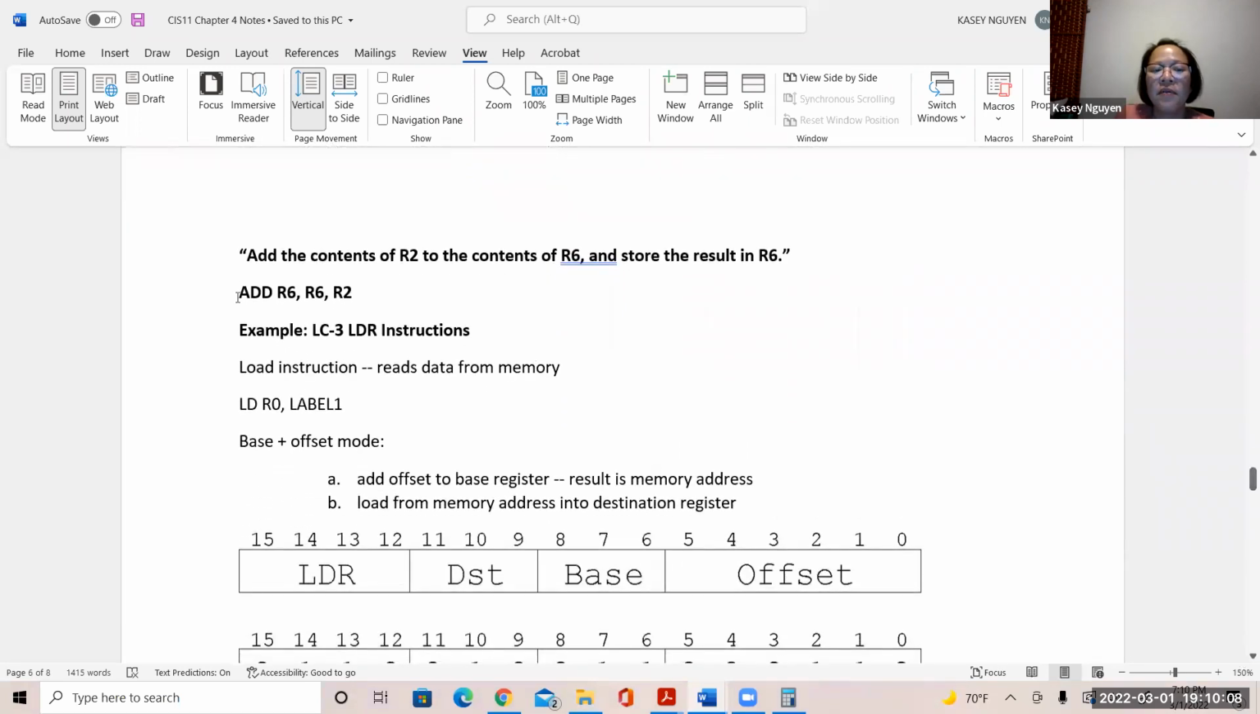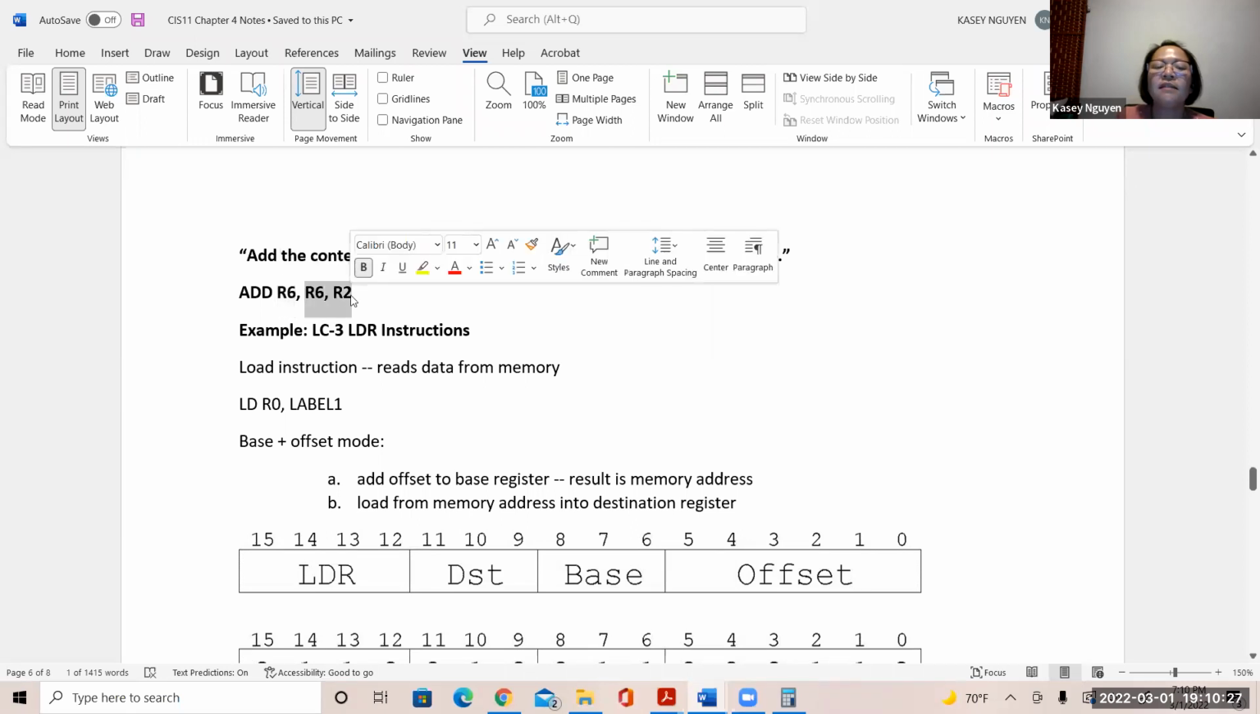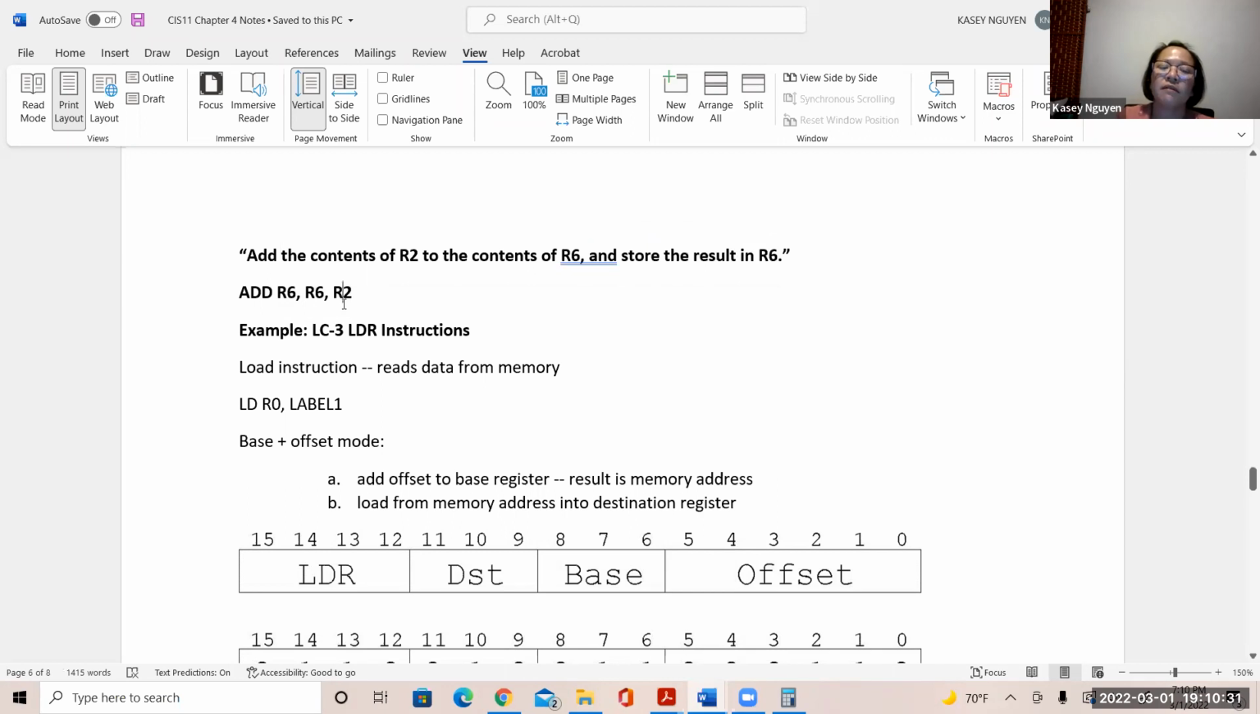So in this example, we would say add R6, R6, R2. We know it's going to be 0, 0, 0, 1 for the first 4 bits. This is your destination register, that's where it's going to put the result after it adds the values from register 6 and register 2.